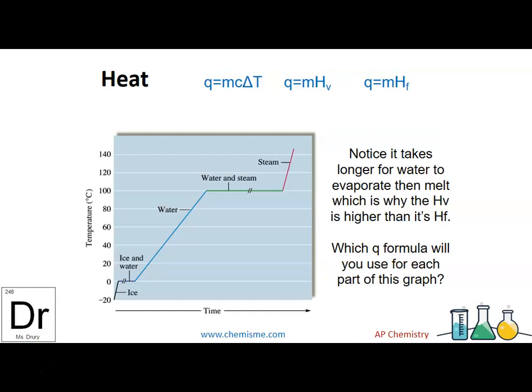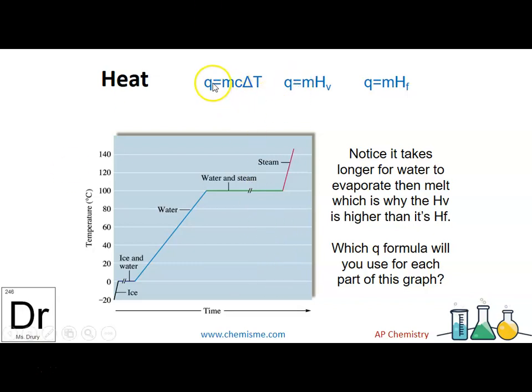So how would this be tabularized in a data table? If you look at the heat curve for a substance, anytime the temperature change occurs on the ice, water, or steam lines, that would be Q equals MC delta T. When you have the plateau of ice and water at 0 degrees, that would be MHF for fusion. And when you have the plateau at water and steam, that would be MHV because it's vaporizing there.